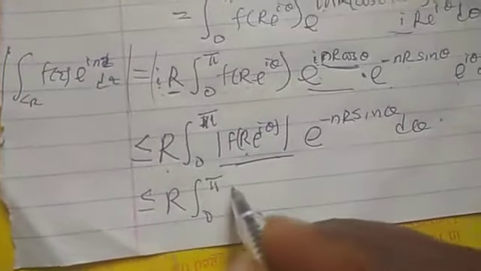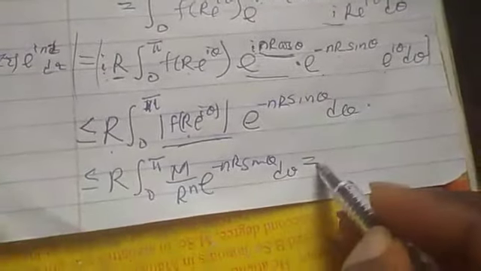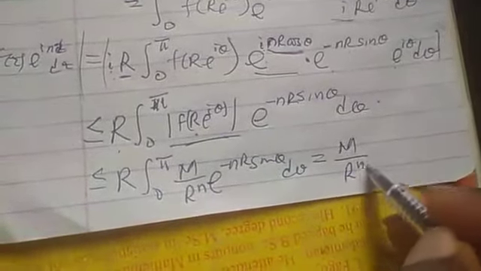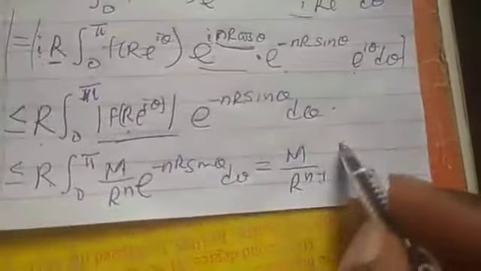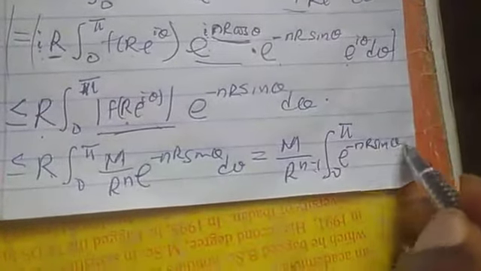So in that case, this will still be less than or equal to (M / r^n) ∫ e^{-nr sin θ} dθ. So this is equal to M / r^{n-1}, I brought the M out. This r, when it comes down, becomes minus 1 here, times the integral from 0 to π of e^{-nr sin θ} dθ. Now, this is what we have. We'll continue from another place here.